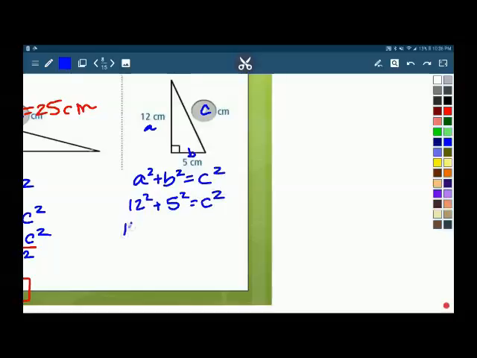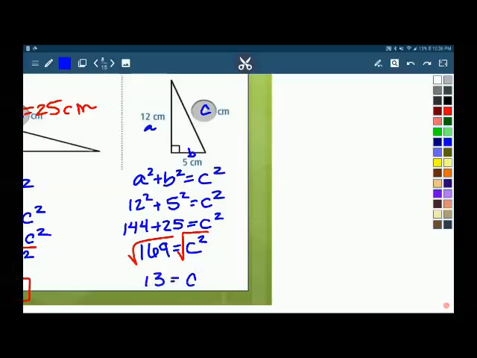12 squared is 144. 5 squared is 25. And now 144 plus 25, that's 169. And we need to square root both sides. The square root of 169 is 13. So the side length over here, C, is going to be 13 centimeters.